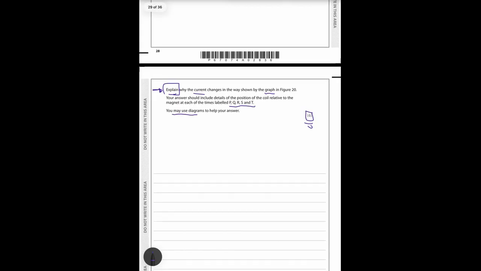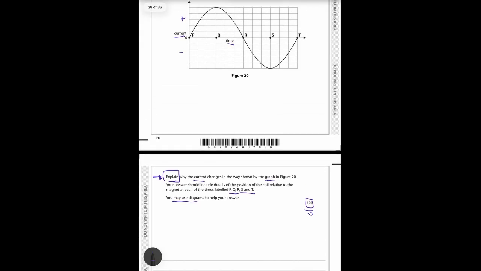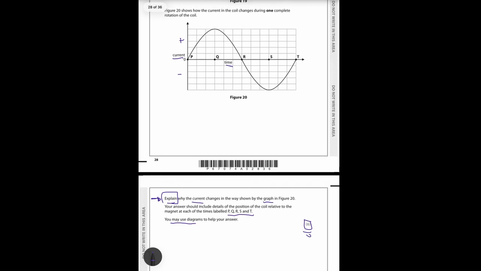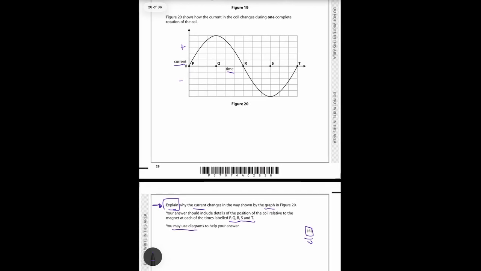Okay, so we've already said that explain means describe and explain. So we can do the describe bit first, that's fine, and then we can do the explain bit after, or we can say describe P, explain P, describe Q, explain Q, and so on. It doesn't really matter which way you do it. So we can just describe everything first.